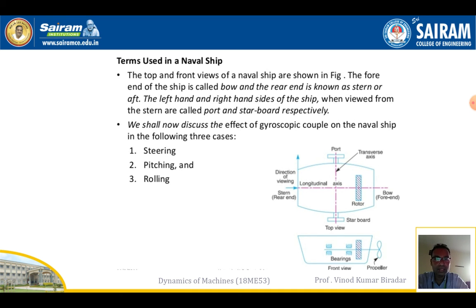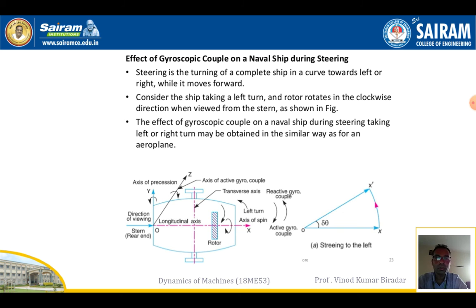Okay, we shall discuss the effect of gyroscope couple in three cases. So first one is steering, pitching and rolling. Okay, so just observe the diagram: the left hand portion of the ship is called the port, the right hand side is called the starboard, the front end is called the fore end and the back side is called the rear end, that is the stern. Okay, so what is going to be the effect of gyroscope couple on a naval ship during the steering condition?